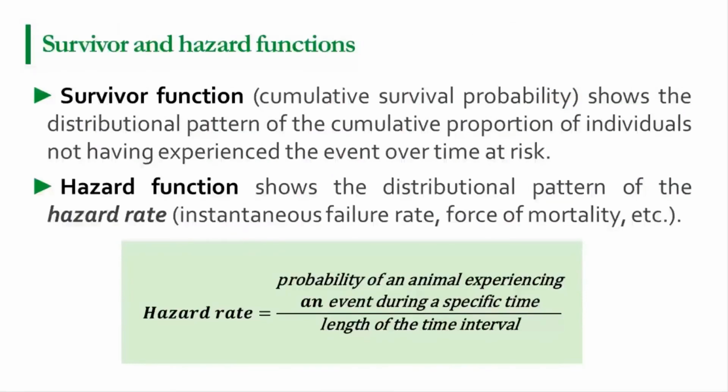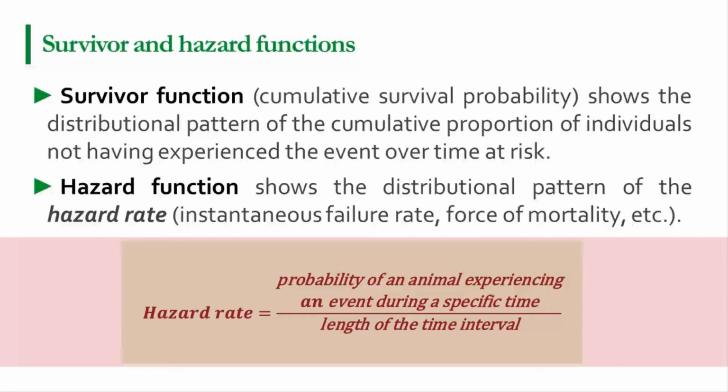While the hazard function shows the distribution patterns of the hazard rate, which is also considered the force of mortality. The hazard rate can be calculated as the probability of an animal experiencing an event during a specified time, over the length of time of the interval which we are studying. Let's say a month or a day or 6 months, depending on the interval we check to identify the event happening.